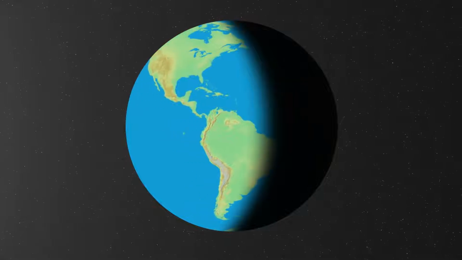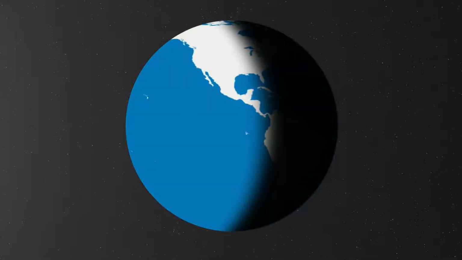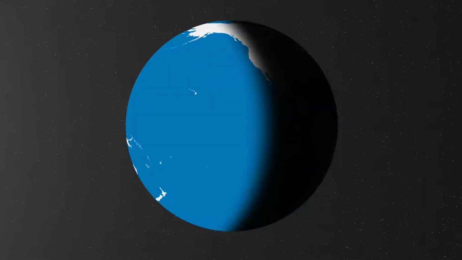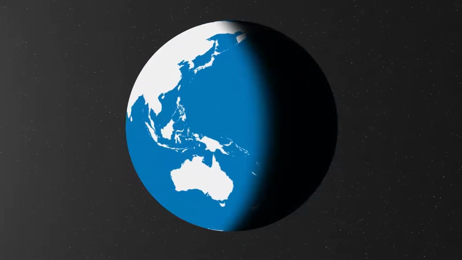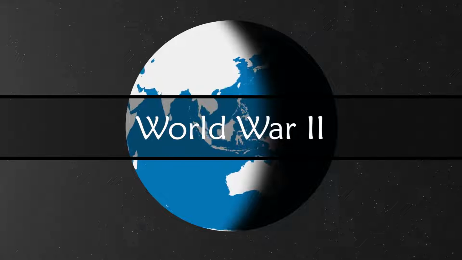It is the largest armed conflict that humanity has known. A deadly war that involved tens of millions of fighters around the world. Let's retrace on a map a summary of the main events of World War II.